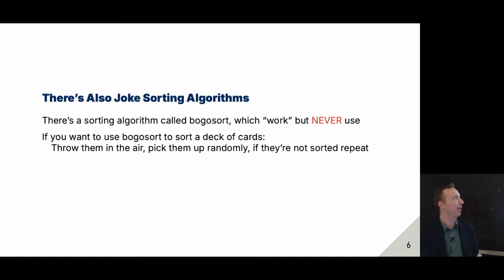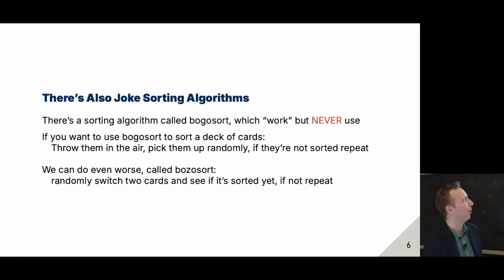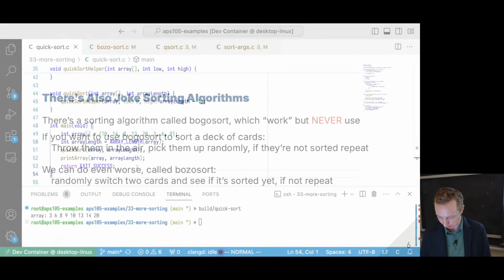All right, slightly dumber than bogosort, and do not use these on an exam. This is like the one thing where efficiency is questionable here, but even worse, there's something called bozosort, and that just randomly switches two cards and then checks if it's sorted. If not, repeat. So bogosort, you at least throw every card up in the air. For bozosort, you just make one swap, and that's it.